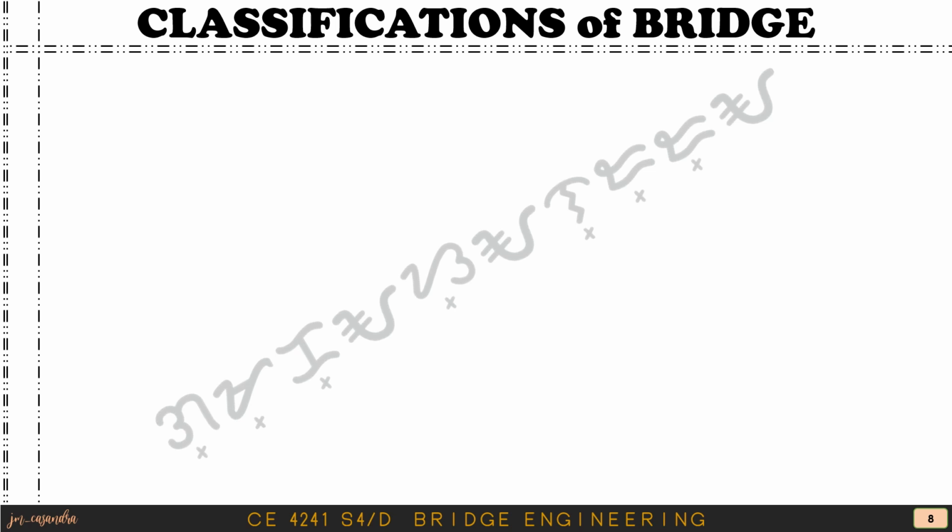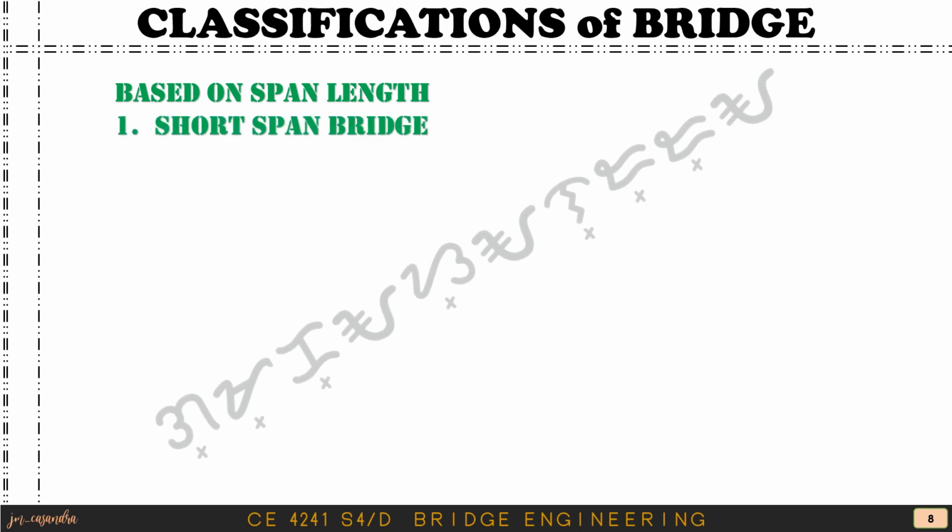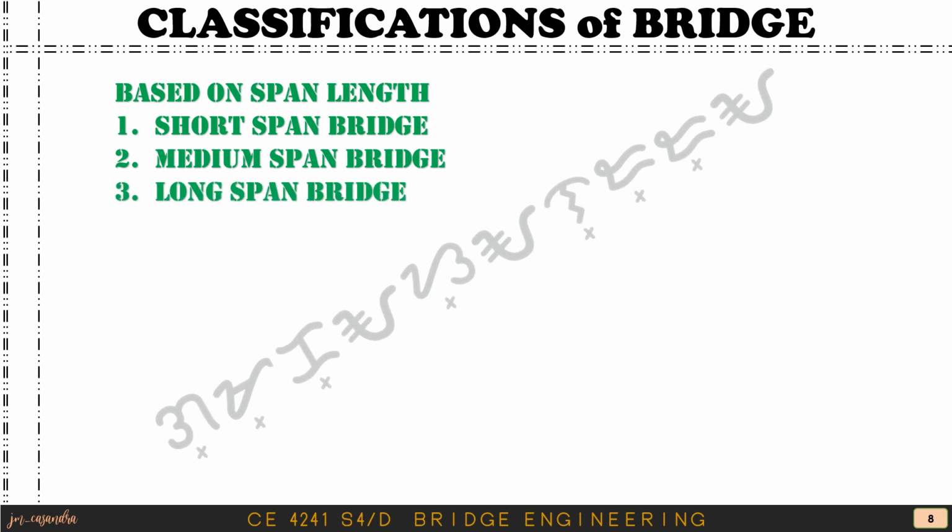So there are different classifications of bridges. We classify them differently based on several factors. The first one is classification of bridges based on span length. There are three span length classes of bridge with regard to length: the short span bridge, the medium span bridge, and the long span bridge. A special classification based on span length is what we call culvert bridges.